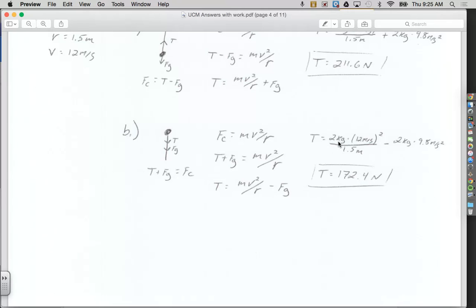Plugging in my numbers, 2 kilograms times 12 meters per second. Don't forget to square it. Divided by the radius, 1.5 meters, minus m g, which is 2 kilograms times 9.8 meters per second squared. And I get a tension of 172.4 newtons.